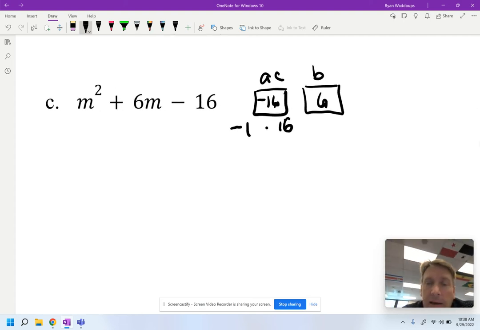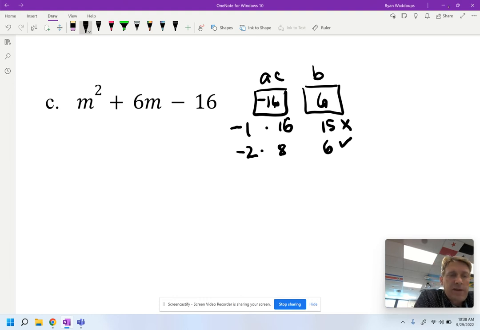But when I add those together, -1 plus 16, I get 15. And while that's not the number we're looking for, it's not 6, it is the right sign. It's positive. So then I'm going to try 2. -2 times 8 is -16. -2 plus 8 is 6. So we found it, second try. Once you find what you're looking for, you can stop looking.